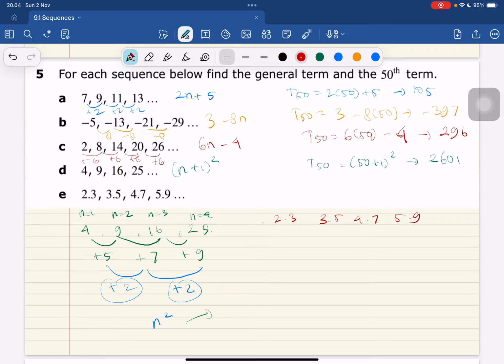Next, let me rewrite here: 2.3, and then 3.5, 4.7, 5.9. Let us see the pattern. 3.5 minus 2.3, the difference is plus 1.2. Here also the same thing, 1.2. This is 1.2. So we got 1.2n. To make it 2.3, we just add 1.1. So T50 is going to be 1.2 times 50 plus 1.1, which will give us the answer of 61.1.